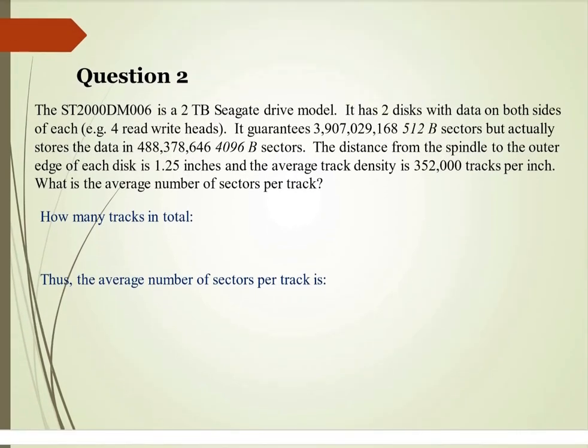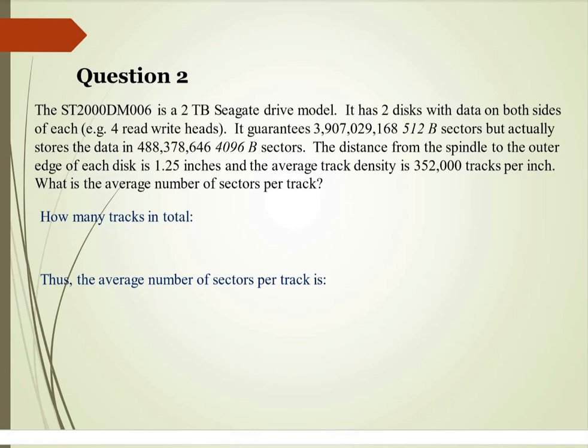In this question, we have a device, which is a 2 terabyte Seagate drive model, and it has 2 disks with data on both sides of each disk, which means that there are 4 read-write heads. It guarantees this amount of 512 byte sectors, but actually stores data in 4096 byte sectors. The distance from the spindle to the outer edge of each disk is 1.25 inches, and the average track density is 352,000 tracks per inch. So the question is, what is the average number of sectors per track?